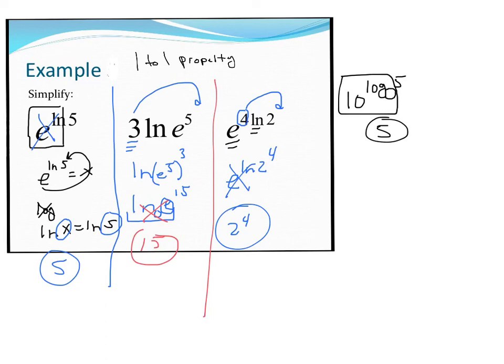So these properties that we have dealt with natural logs are the same as with logarithms. So the simplification properties, the one-to-one property, all of those are exactly the same.